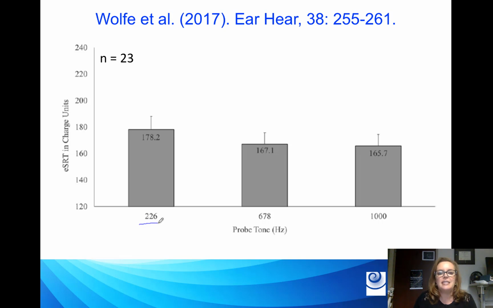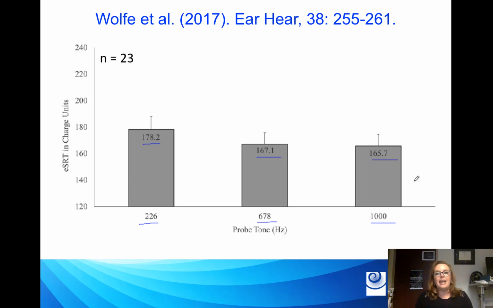So they looked at 3 different probe tone frequencies: 226, 678, and 1000. What you can see is that the average level, in clinical units, where they measured the ESRT did change as a function of the probe tone. The ESRT was highest, or was elicited with the highest stimulation level, when you had a low probe tone frequency, and then slightly lower ESRT levels with 678 and 1000.